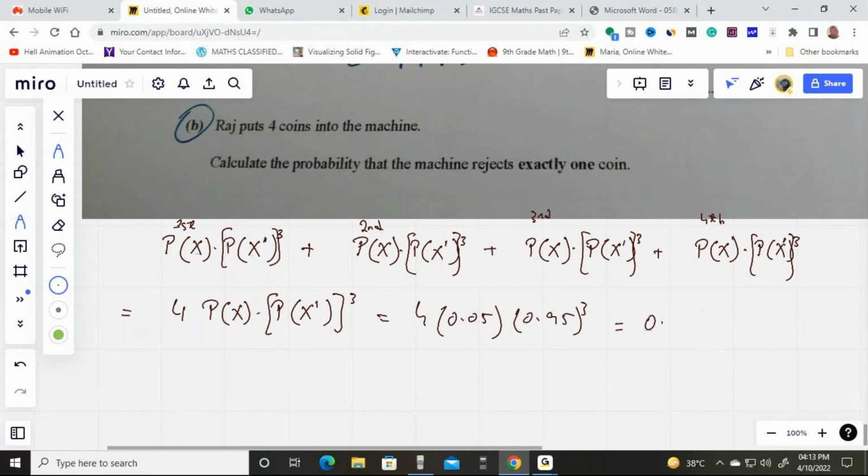Either the first one can be rejected and the other ones accepted, or the second coin can be rejected and the rest are accepted. So you have 4 different possibilities. You can't neglect any of them. You have to consider all possible conditions. Whenever there comes a concept of or, you have to consider all of them and add up these possibilities. So this is your answer.